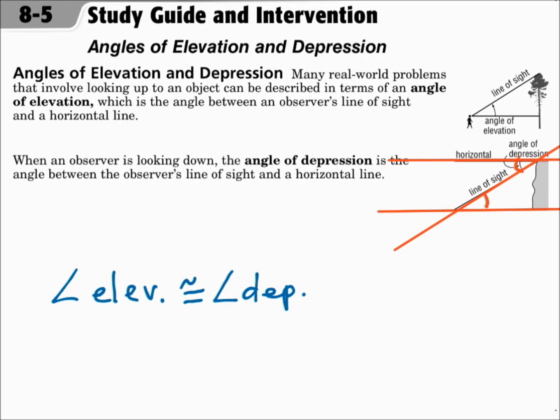Keep that in mind because sometimes the angle of depression is outside of a triangle, and you need to get an angle that's inside the triangle. So you can always make it congruent to the angle of elevation to get the angle inside the triangle.